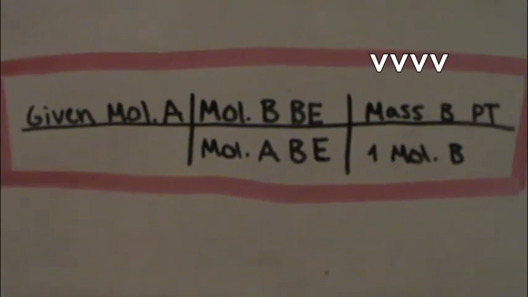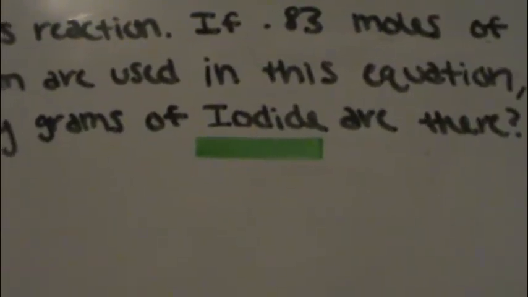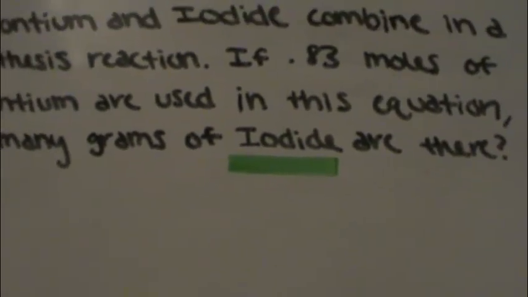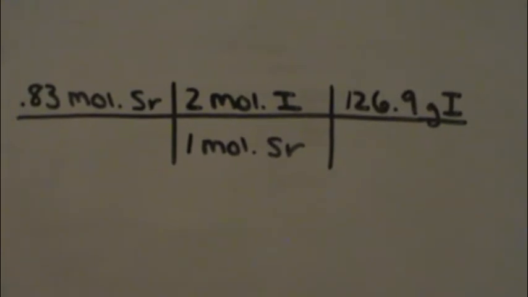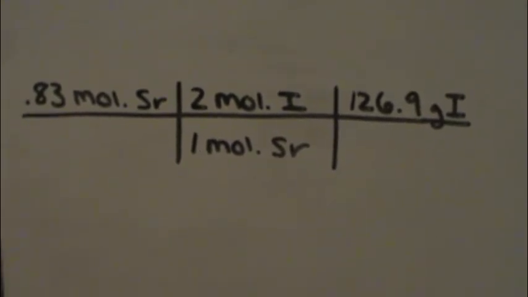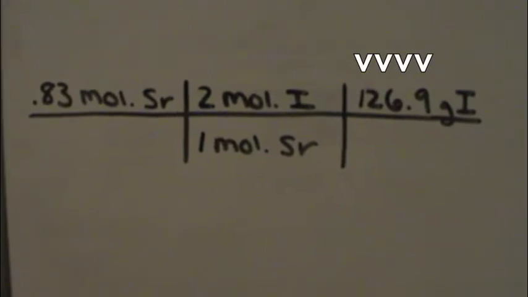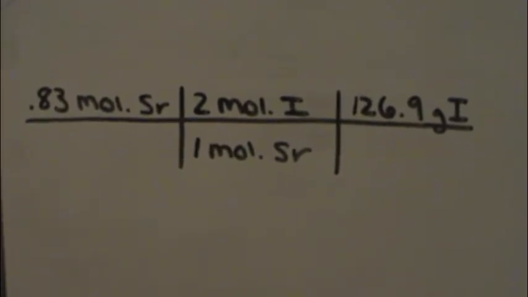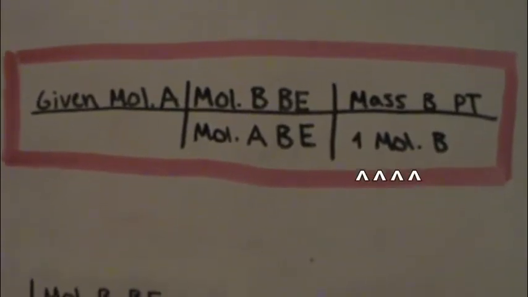Next, we're going to put the mass of B found in the periodic table. B is what we're trying to find, and this equation is asking for iodide. So when you find iodine on the periodic table, look under the capital I, and you'll find that iodine is 126.9 grams. So once you write the mass of iodine, you simply put 1 mole B under that.